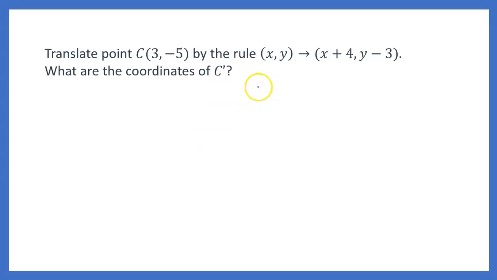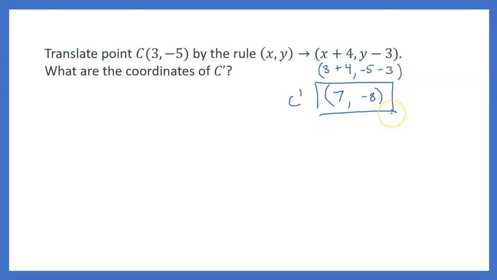Okay, so we can put in our x and y value. 3 goes in for x. Negative 5 goes in for y. And we simplify. 3 plus 4 is 7. Negative 5 minus 3 is negative 8. And those are the coordinate values of C prime. Now once again, you're welcome to draw a graph if that helps you out, but I'm not going to draw it on this one. We'll just work with the arithmetic on this one.